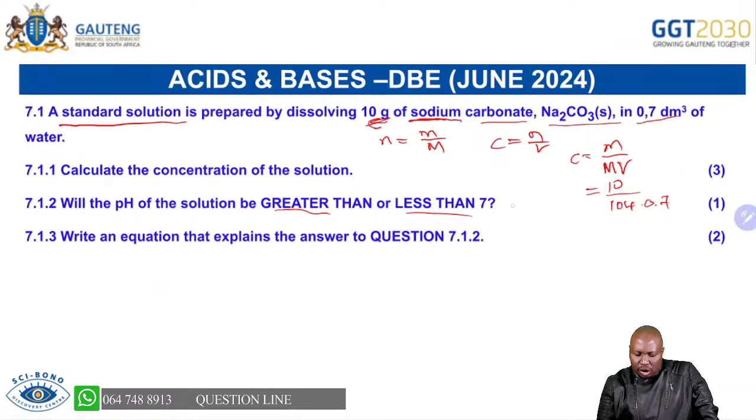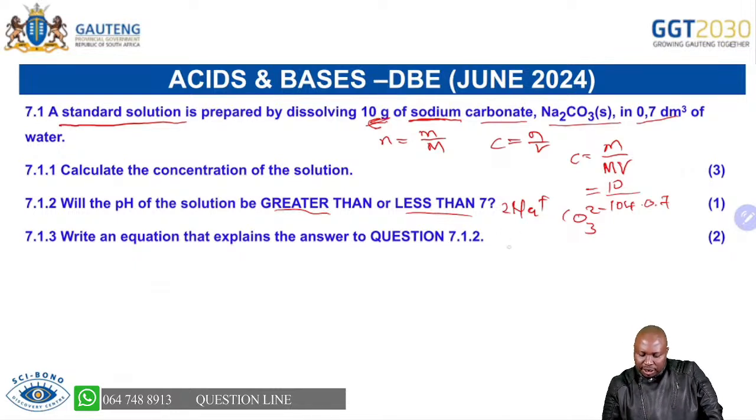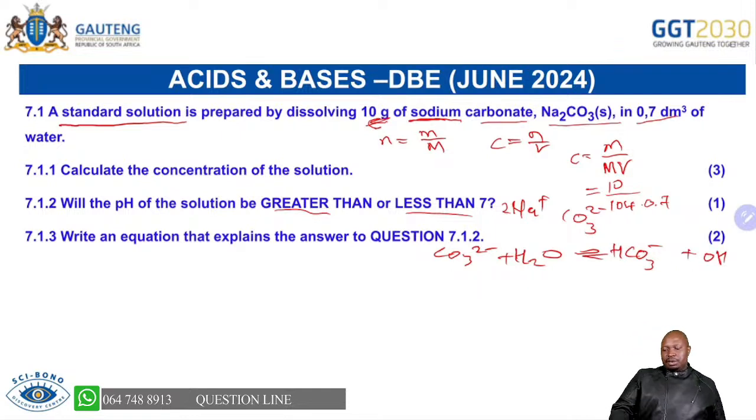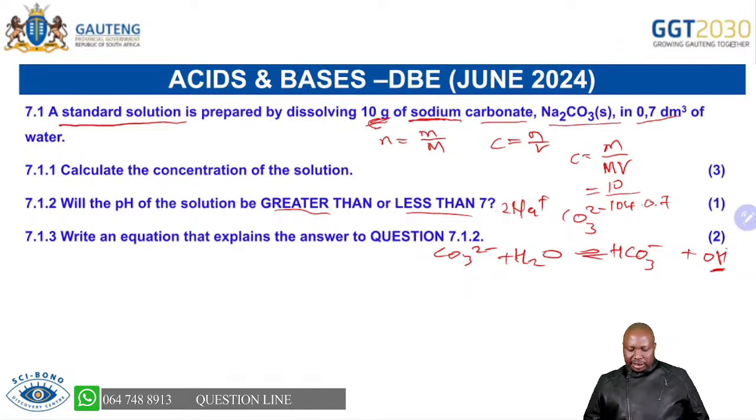We said when you are given a salt, you can separate it, which in this case will be 2 sodium plus and the CO3 2 minus. So you can add water to CO3 2 minus plus water. It will give you HCO3 minus plus what is left there, OH minus. So you're able to look at that and say this is what will happen. And because it forms OH minus, it is a basic salt.